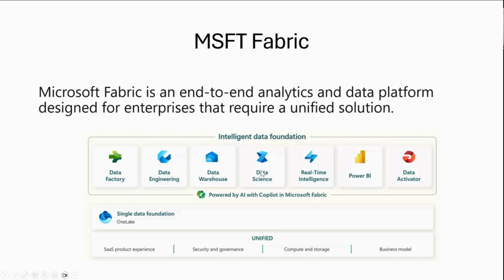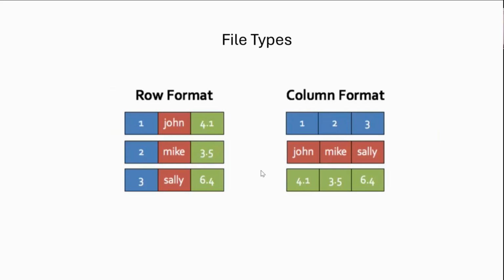Now, today we would be focusing on categorization of files. Files are majorly classified into two categories. One we call a row format and another is what we call a columnar format. Now, what do I mean by row format and column format? These are the two major categories.